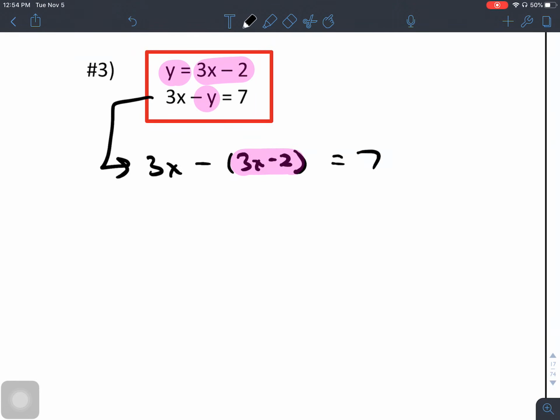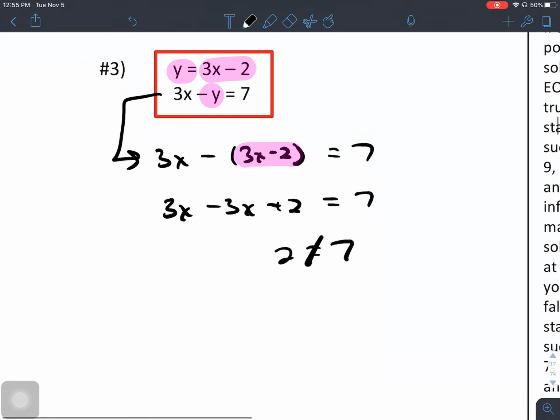Wow, this is weird. If we continue to simplify this, we're going to get 3x minus 3x plus 2, distributing the negative. The 3x's cancel, and we get 2 is equal to 7. If at any point your variable is eliminated, like it is here, you have to assess: is your statement true or false? Does 2 equal 7? It does not equal 7. If your statement is false, this problem has no solution.